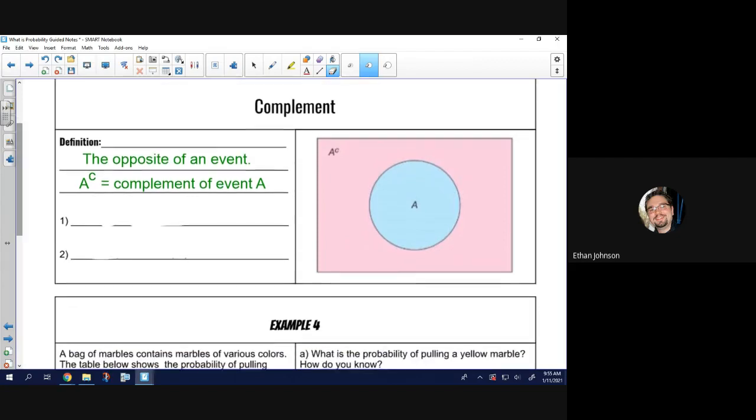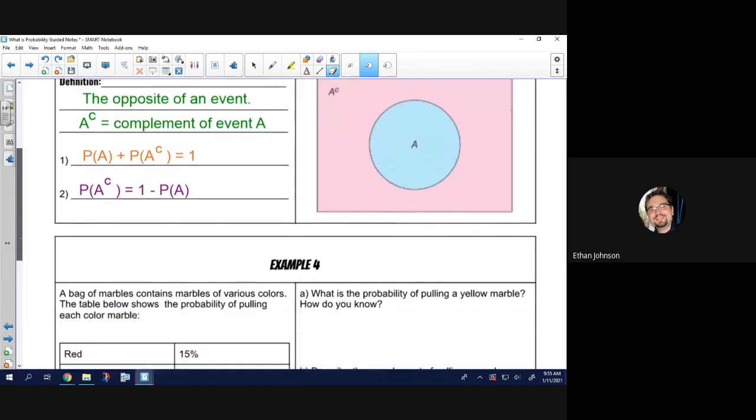There are two things about it. First, the probability of event A plus the probability of complement of event A has to equal 1. Meaning, once again, if you look at that circle, everything in the circle plus everything outside of the circle has to equal every possible option. Our second one, using some algebra, would be the probability of the complement is equal to 1 minus the probability of event A. So let's look at an example. Example 4.